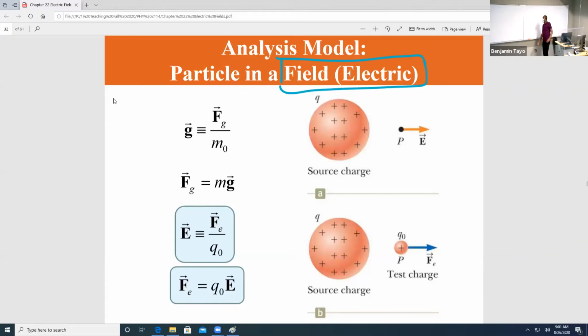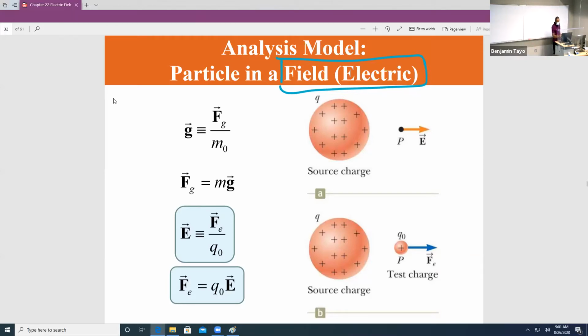So I'm going to go ahead and continue where we stopped last class. Last class we started talking about electric fields. Today what I'm going to do is show a few more examples. Now if you look at this picture here, you're going to see exactly what we've been talking about.